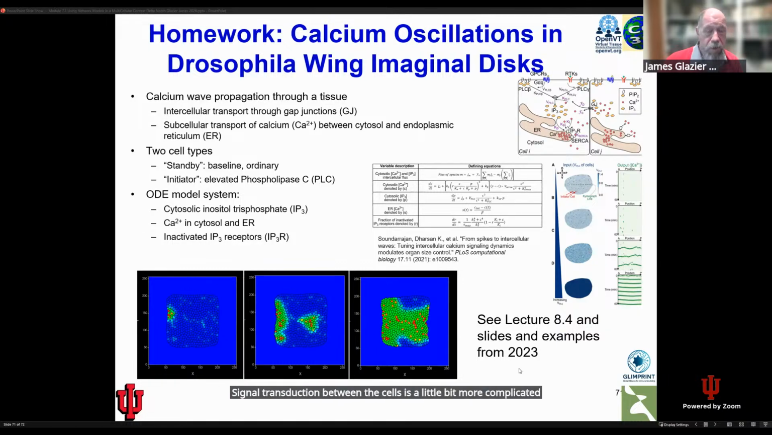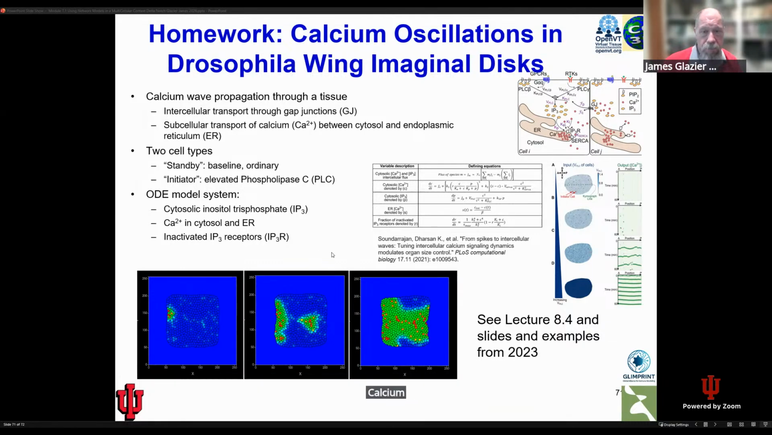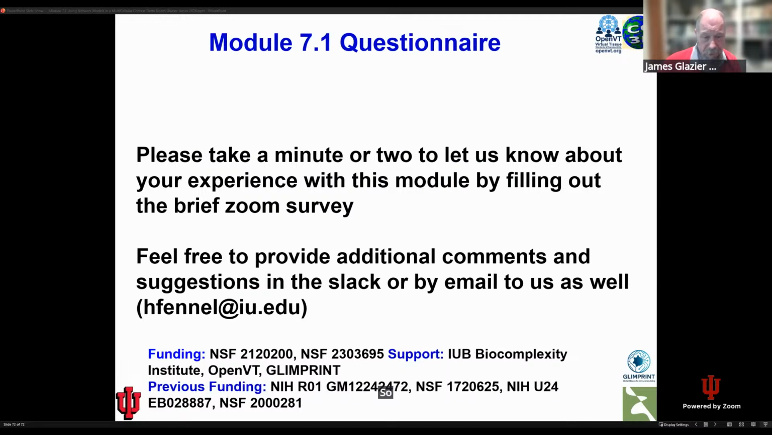We're not going to have time to do that today, but in the 2023 version of the course, lecture 8.4 goes over all of that and has the demos. If you're interested in calcium signaling and the coupling of molecular levels to cell motility or cell contraction, I encourage you to take a look at that example. So that's all I had for today. I'm going to put up the poll. I know we covered a lot of material. You do have all of the code available to review, and I'd encourage you to do that.